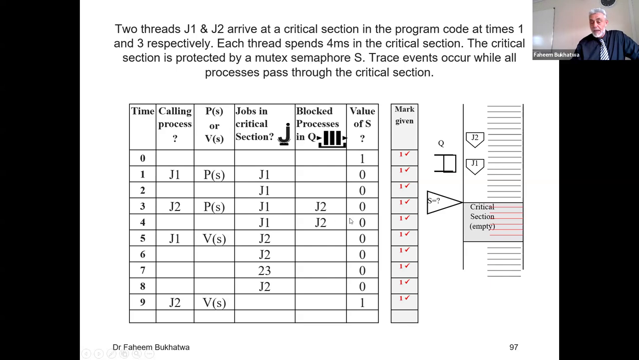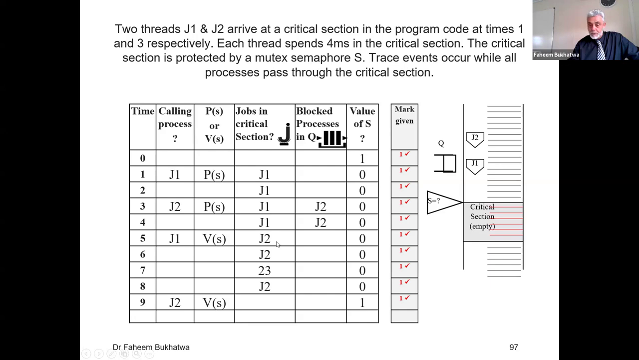Day 4, nothing happens. This one is still in the critical section. This one is still waiting. At day 5, we know J1 is going to leave. So it issues the V function. What does it do? Does it leave the key? No. It checks, is there anybody in the queue? J1 is leaving. It looks, is there somebody in the queue? Yeah. J2 is in the queue. So now it gives the key to J2.